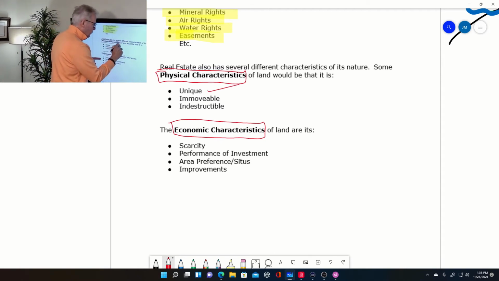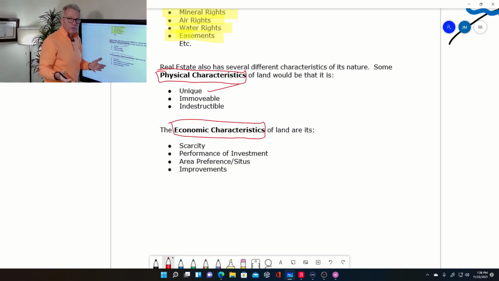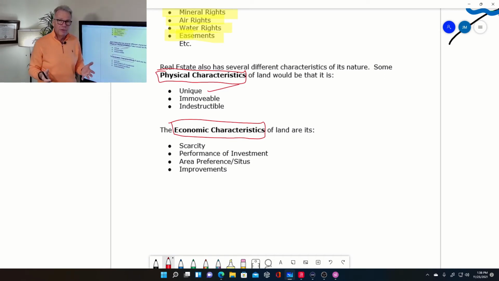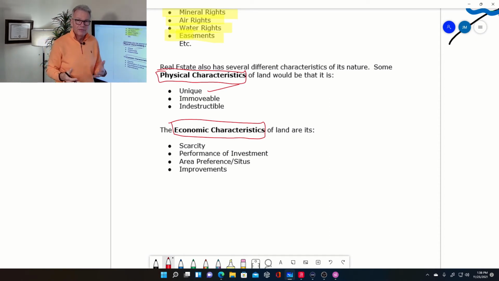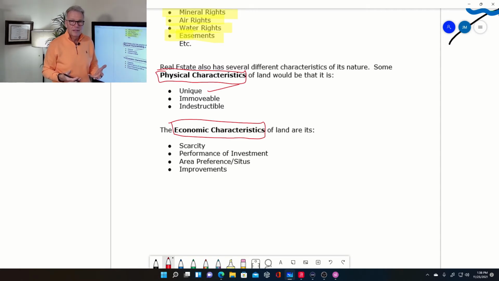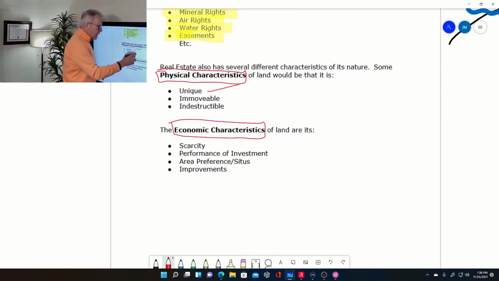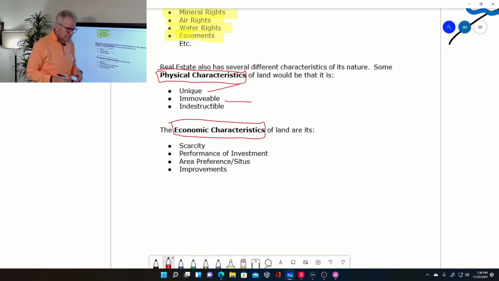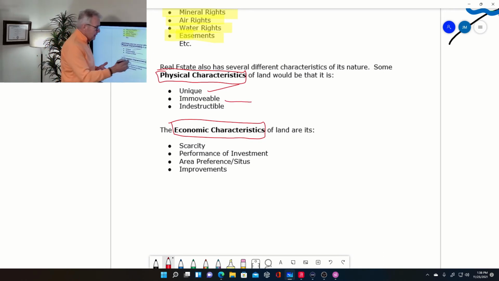Physical, real estate's unique, okay? No two parcels are alike. I've been selling real estate for 42 years, plus or minus, but one of the things that I've always found interesting is my love for real estate and land and farms and property. And I see a property and I fall in love with it. And you know what? I've never seen anything like that before, and probably never will, because no two parcels are alike. Everything's unique. And real estate is immovable. You can't move it, and you cannot destroy it.